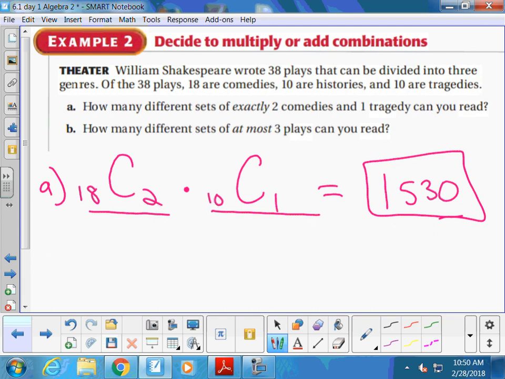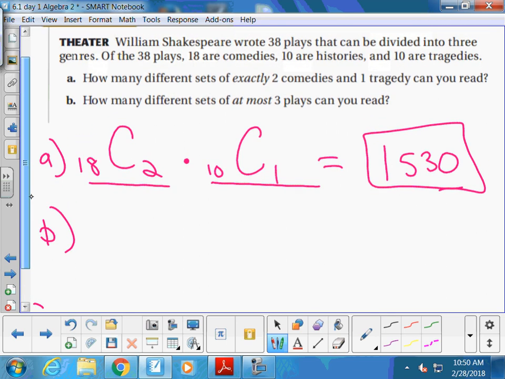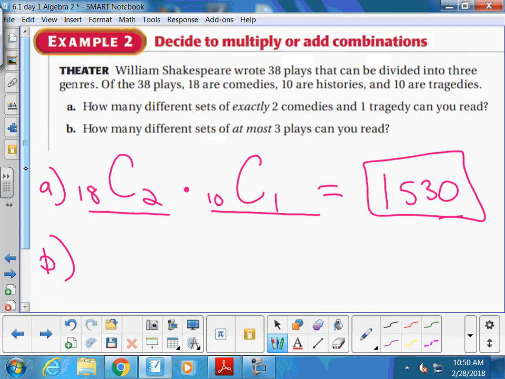Now this one's a little bit harder. How many different sets of at most 3 plays can you read? Now when you see the words "at most," it is very tricky. If you want to read at most 3 plays, you could read 3, right?